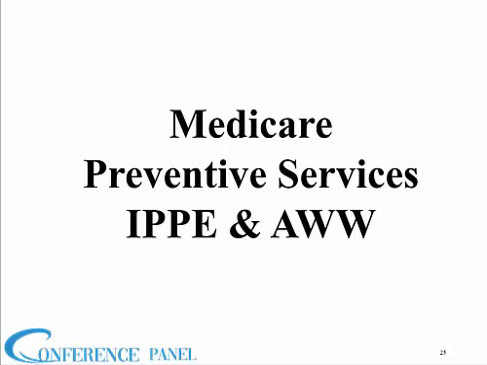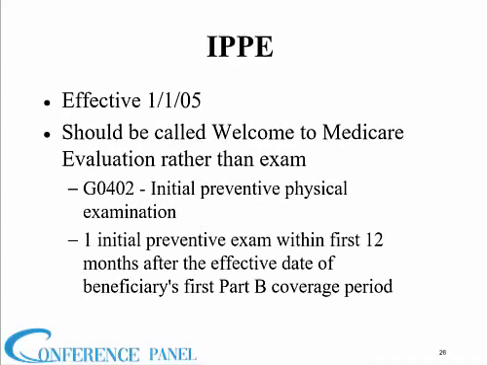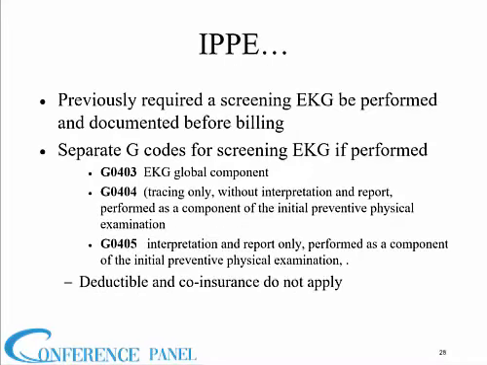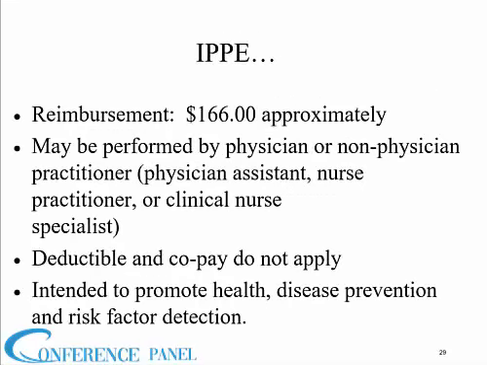So now we're going to talk about Medicare preventive services, IPPE and annual wellness visit. IPPE, I hate the term. It's called Initial Preventive Physical Exam. The code for that is G0402, IPPE. The IPPE is not the same as an annual physical. There are separate G codes for screening EKG if performed. Reimbursement is about $166. They can be performed by a physician or non-physician.